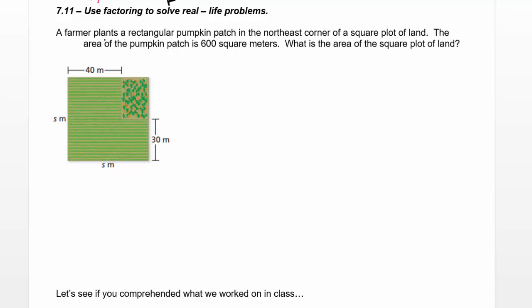In this situation, a farmer plants a rectangular pumpkin patch. Maybe this is like the wing pumpkin patch over off of Zeeb Road. And this rectangular pumpkin patch is in the northeast corner of this square plot of land. So this is a square in total here. The area of this pumpkin patch is 600 square meters. So this area inside is 600.